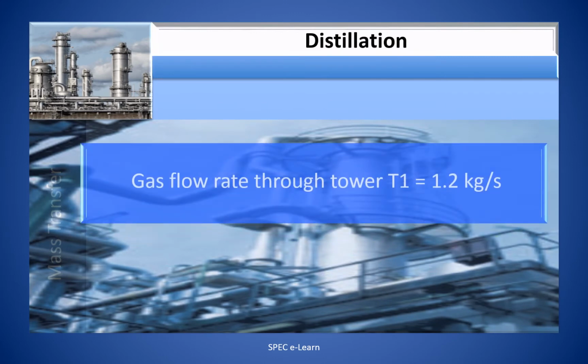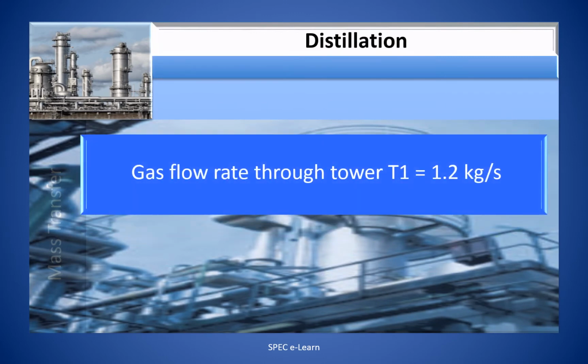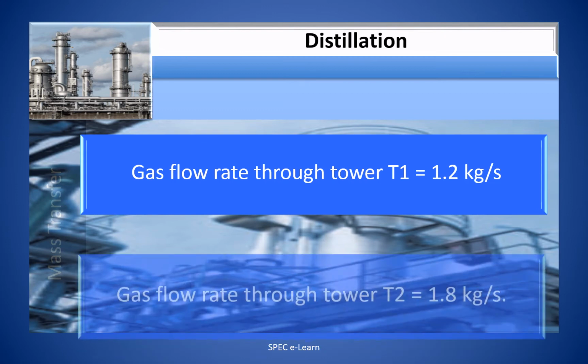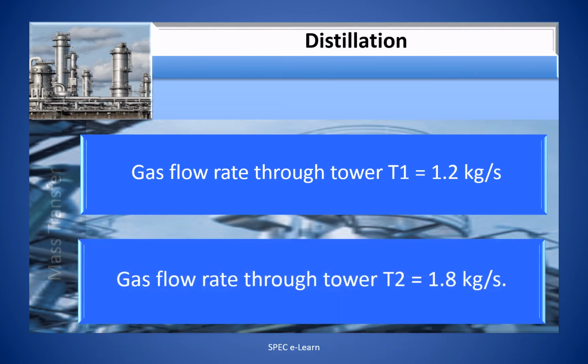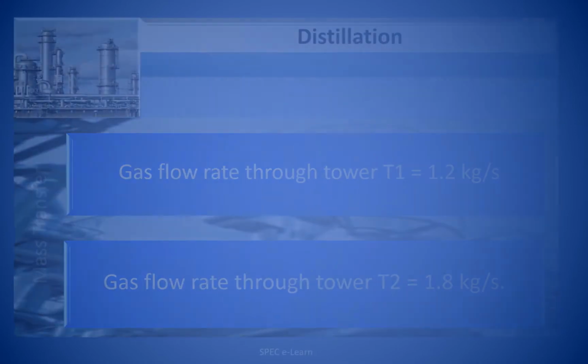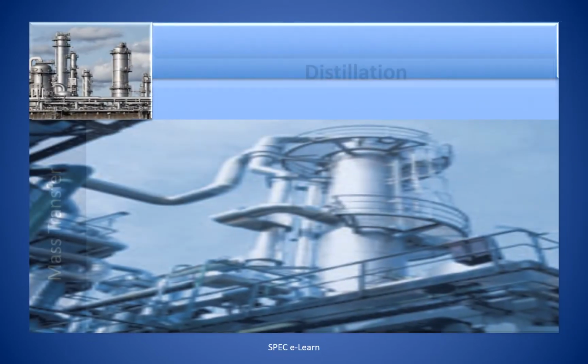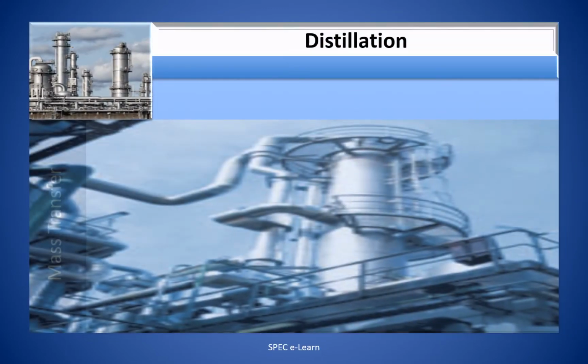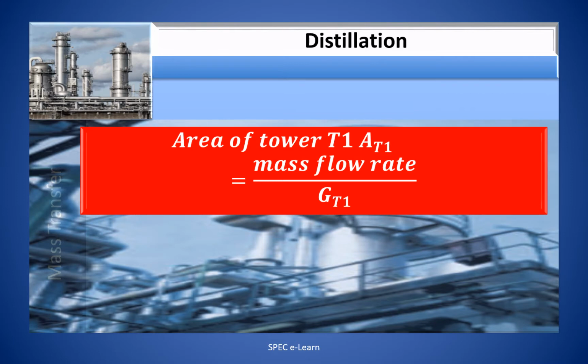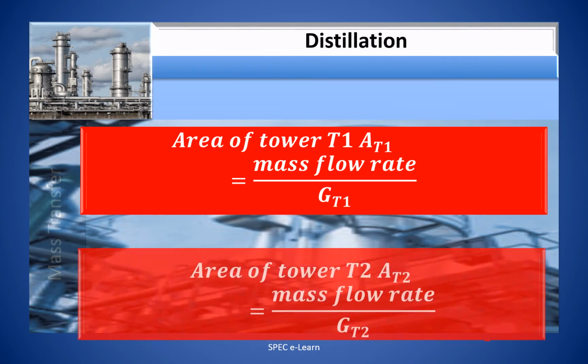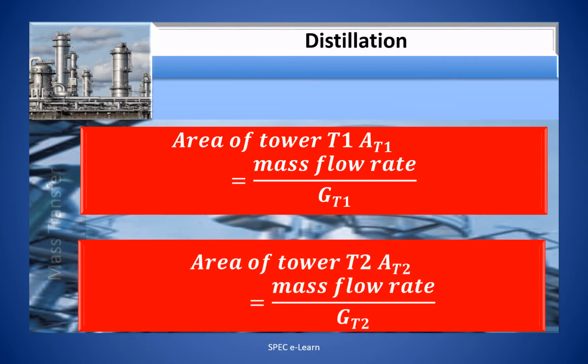The gas flow rate through tower T1 is 1.2 kg per second. Gas flow through tower T2 is 1.8 kg per second. The area of tower T1, AT1, is equal to mass flow rate divided by GT1. The area of tower T2, AT2, equals mass flow rate divided by GT2.